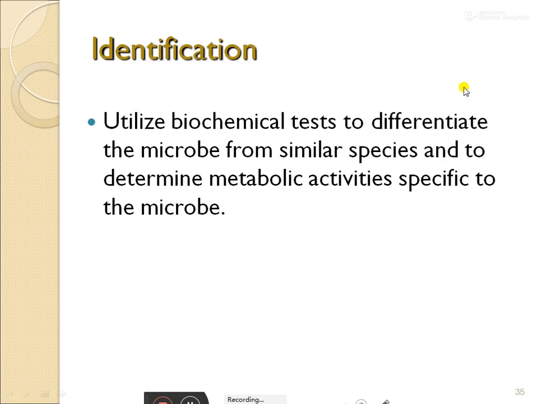After that, the identification of microorganisms can be done by using different biochemical tests to differentiate between microorganisms from similar species. For example, we can use MacConkey's media in order to differentiate between gram negative bacteria and gram positive bacteria. The MacConkey's media is selective for gram negative only. So, microorganisms which can grow in MacConkey's media are gram negative, but it can also be used to differentiate between lactose fermenting and lactose non fermenting microorganisms. So, that can be done by using different techniques.